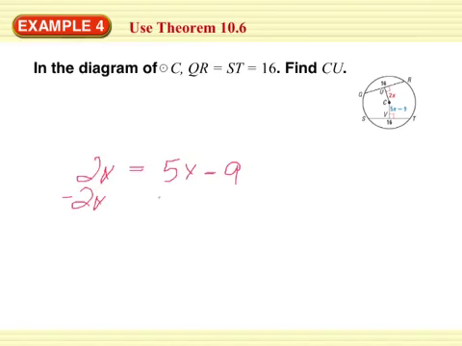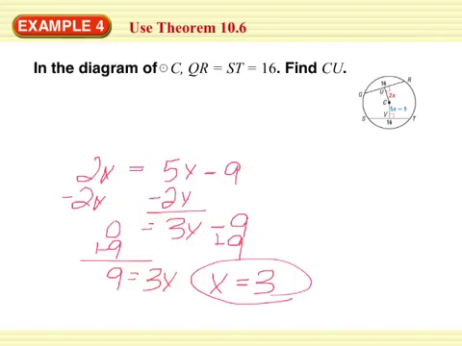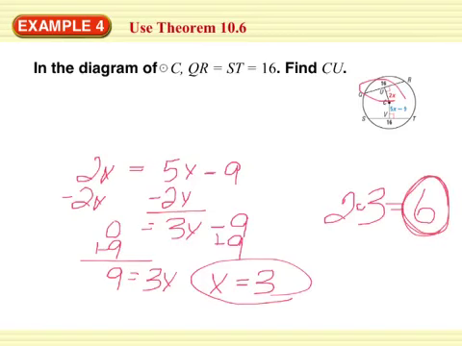Subtract 2x from both sides. I get 3x minus 9 equals 0. Add 9 to both sides. So x equals 3. Oh, but find CU. CU is 2x. You always have to read the instructions when you get done. 2x equals 6. Okay, so CU equals 6.